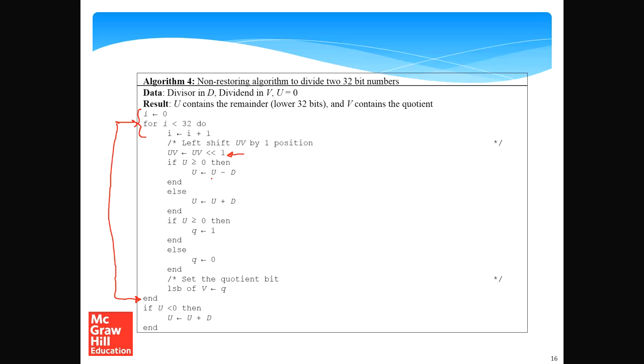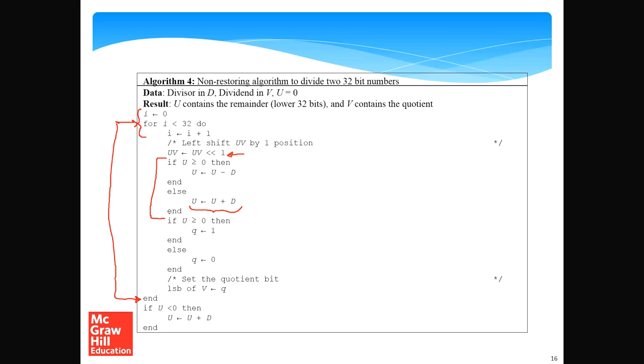Otherwise, if u is less than 0, which it can be because we are not restoring, right? So in the first iteration, even if we cannot subtract, meaning that the value of u will be less than 0, we still go ahead and subtract. And then in the subsequent iterations, the number can remain negative. So that's the reason in any iteration, if we find u to be negative, we'll add the value of the divisor d. Right? So this is one if statement.